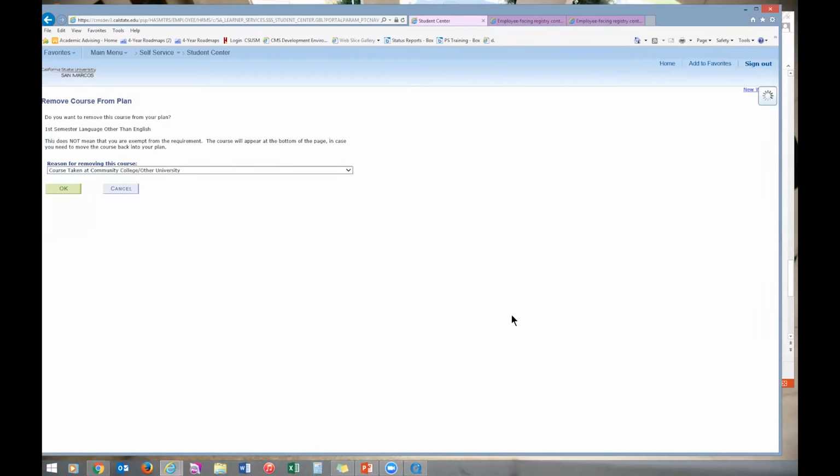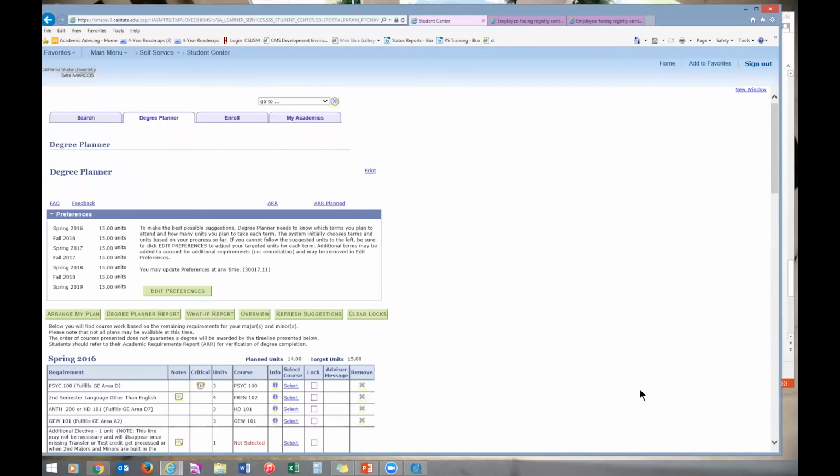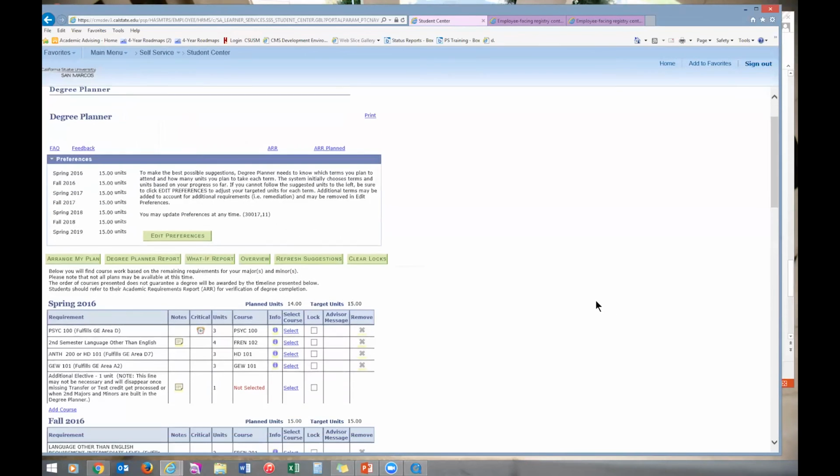and this then allows the degree planner to reshuffle courses correctly because that language course that she's already taken was taking a slot away from the next course that should be in that slot based on priority. But also think about it. She just removed a 4-unit course, but we don't have those 4 units posted yet because we don't have her transcript. Look what the degree planner does.